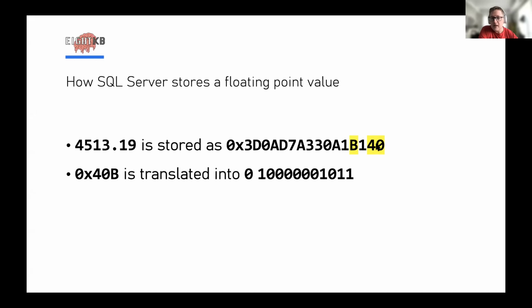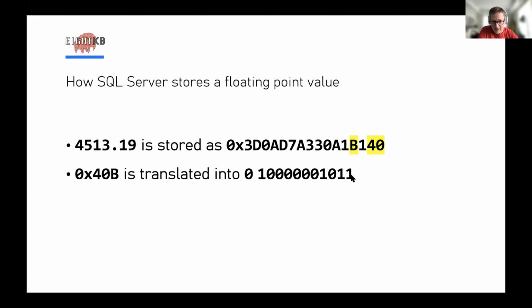Now the first 3, it's not even the first 3 bytes. It's the first 3 characters, because remember, we're looking at the binary hex. This is where hex breaks down. We're actually looking at the first 12 bits of this value, which happens to coincide with 40B, is the exponent. This is how SQL Server stores a floating point.